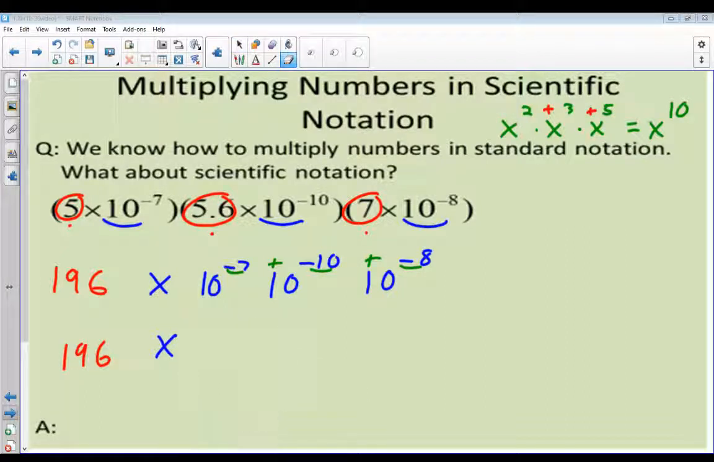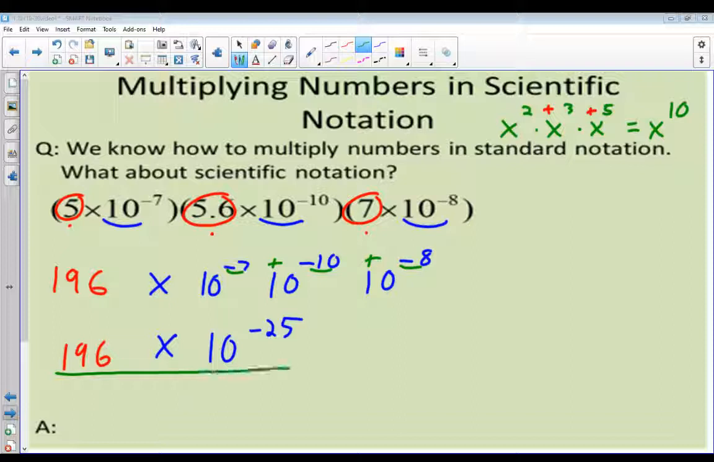Now, I have to warn you here. I've seen a lot of kids stop here, put that in as their answer, and then they end up getting it wrong.